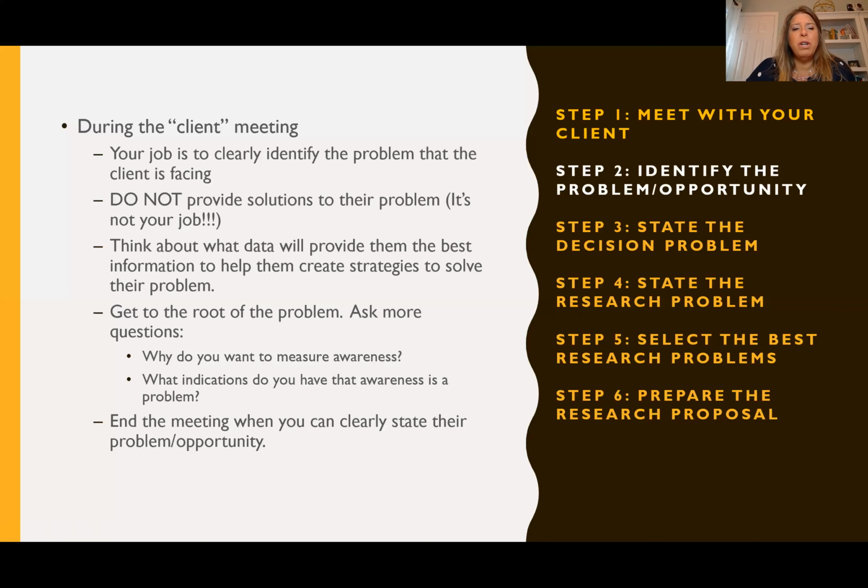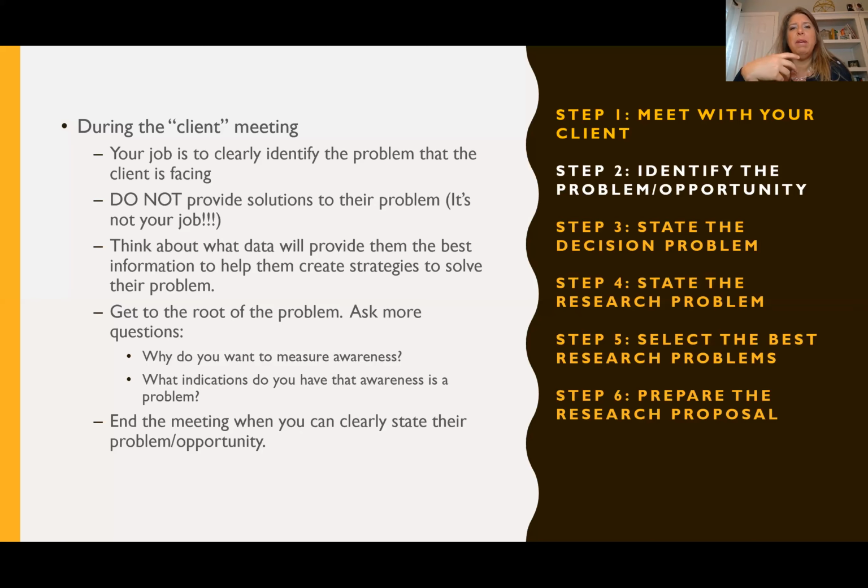But you also want to know what indications do you have that awareness is a problem. So asking them, what indications do you have that your sales are a problem or that awareness is a problem? Ask them these questions, and that's going to help you really figure out what this decision problem is so that you can then go and create research problems to solve the decision problem.